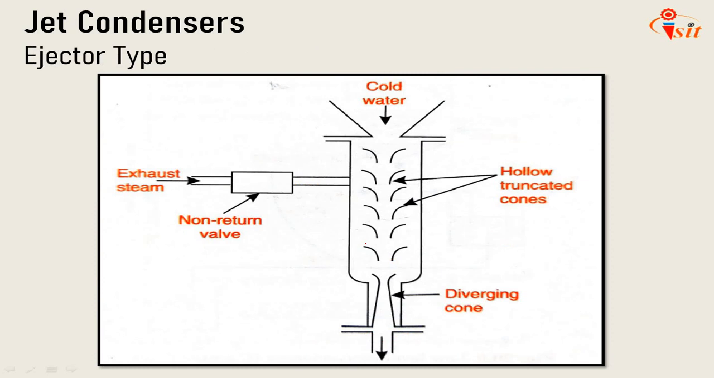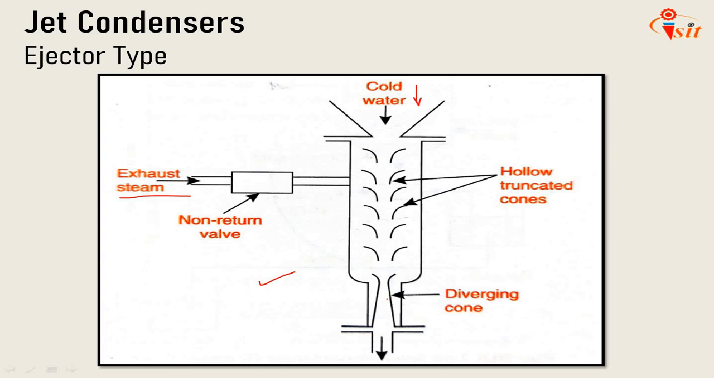Now third type is ejector type. Now here the figure shows the schematic sketch of an ejector condenser. Here the exhaust steam and cooling water mixture in hollow truncated cones. The cold water having a head of about 6 meters flows down through the number of cones. These are the cones, hollow truncated cones, and as it moves, its velocity increases and drop in pressure results.